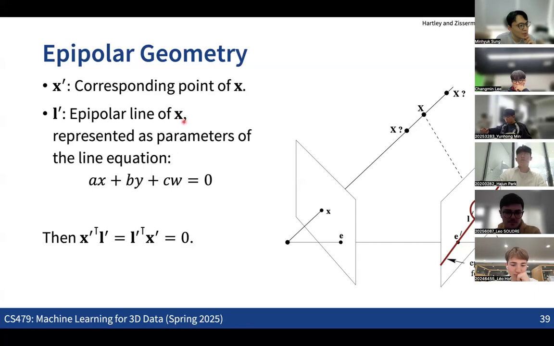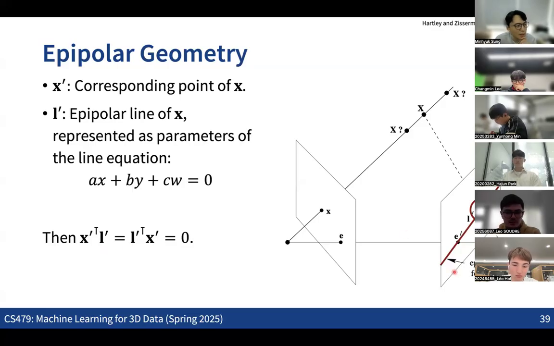So when you have the X here, let's say X prime is the corresponding point, and L prime is the epipolar line. That means this X prime should be on this L prime, right? Which means the dot product between these two should be 0, right? Make sense?